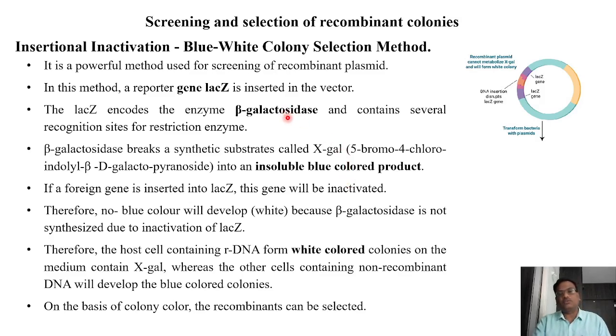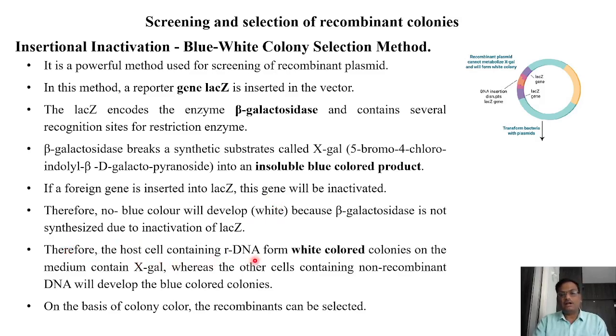Why is this beta galactosidase enzyme not produced? Because the gene is inserted. So indirectly it is an indication that the gene of our interest is present. So the recombinant DNA is successfully incorporated. This is the principle which we use in this technique.